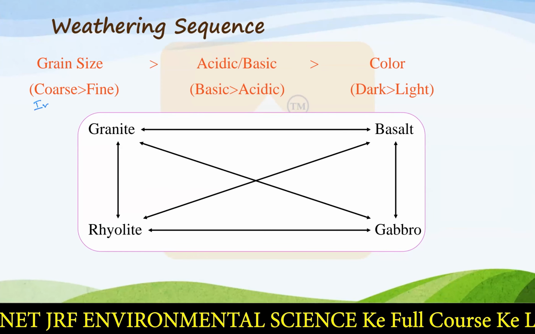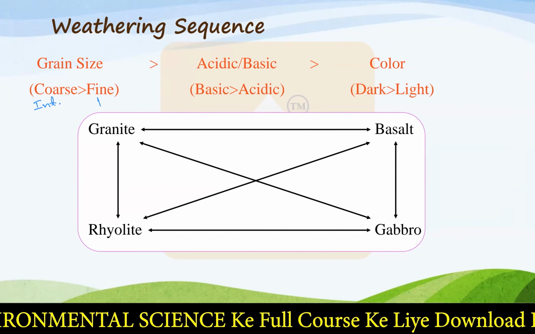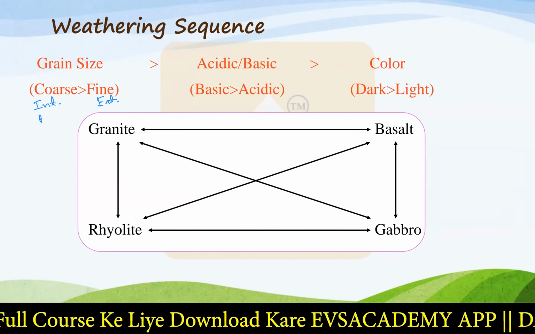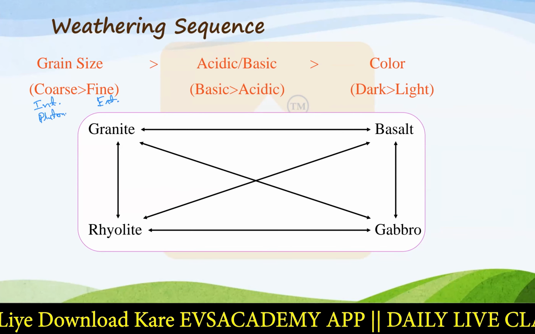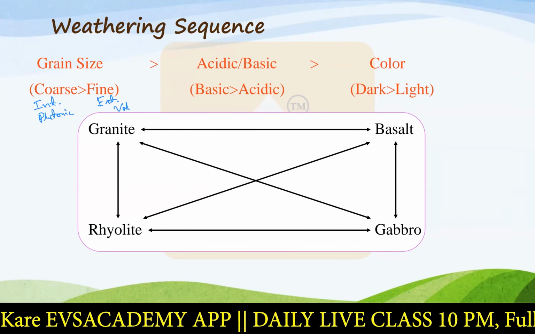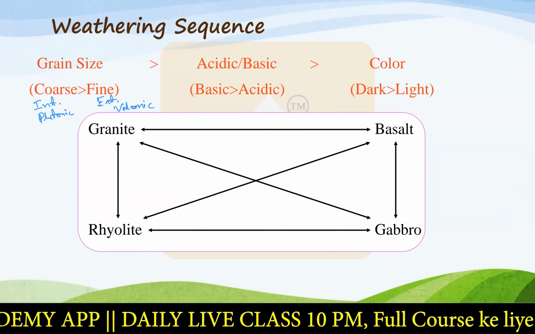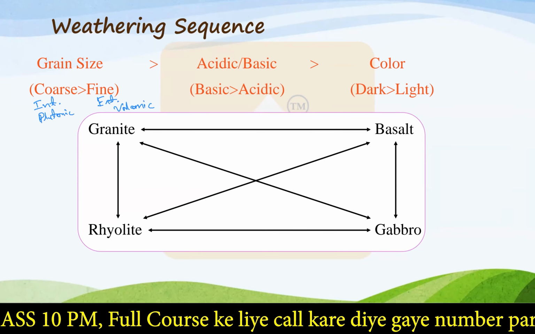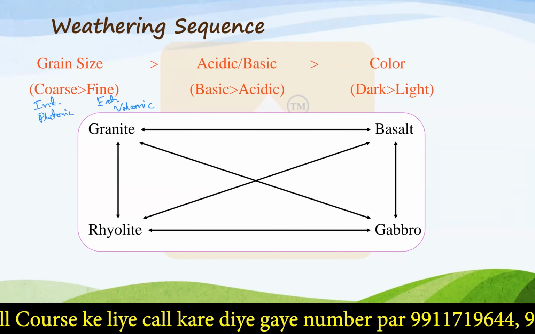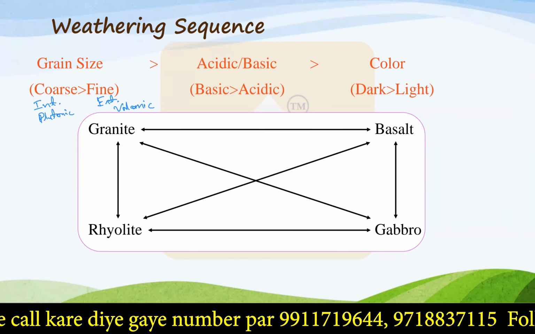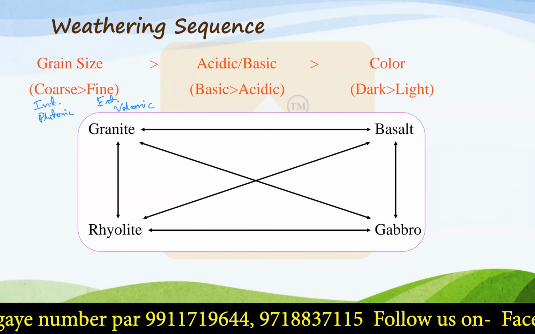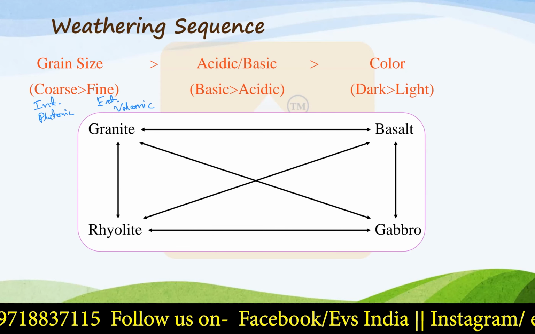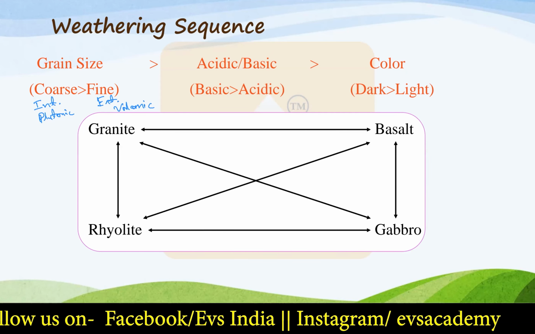So this is formed by the intrusive rocks, and fine grain are generally formed by the extrusive rocks. Or you can say these are the plutonic rocks and these are the volcanic rocks. So you have to see the grain size or the intrusive or extrusive criteria first. If it is not clear with that, then go to the acidic basic criteria. If it is not clear, then go to the color criteria. So with the help of all these three, you will get more weathering or less weathering sequence of the materials here.